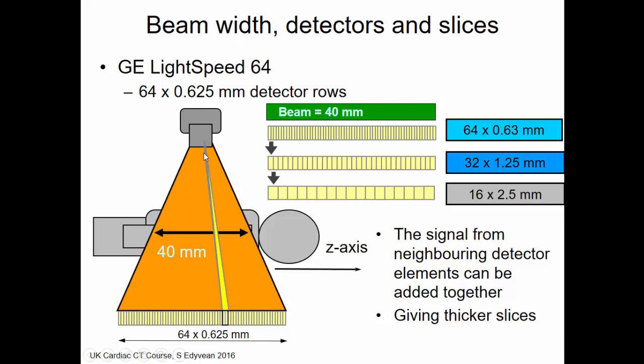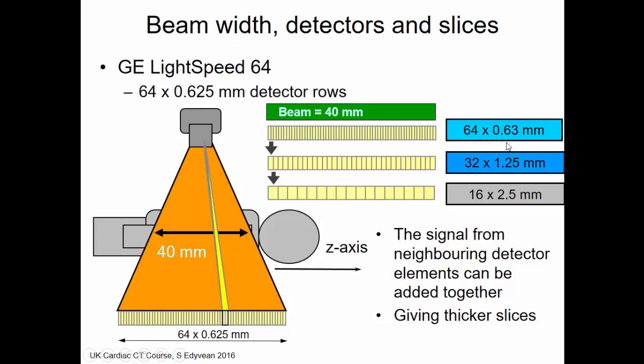Now that's very handy if all you want to do is look at 2.5 millimeter slices. But in cardiac CT, you really should be acquiring at this level. And if you acquire at this level, you can then subsequently add neighboring slices together to give you thicker slices, or reconstruct at different angles and in different thicknesses. But really, you should be acquiring at your thinnest detector element available.